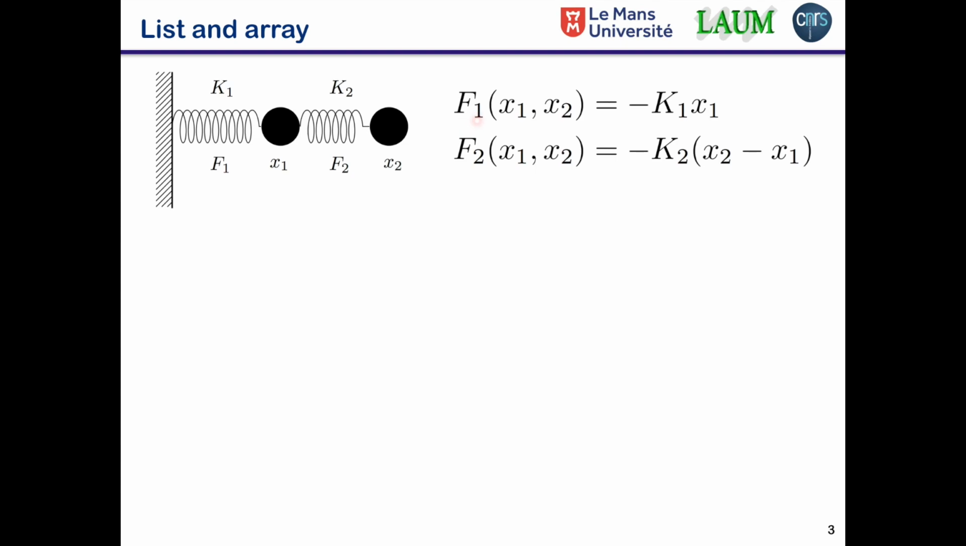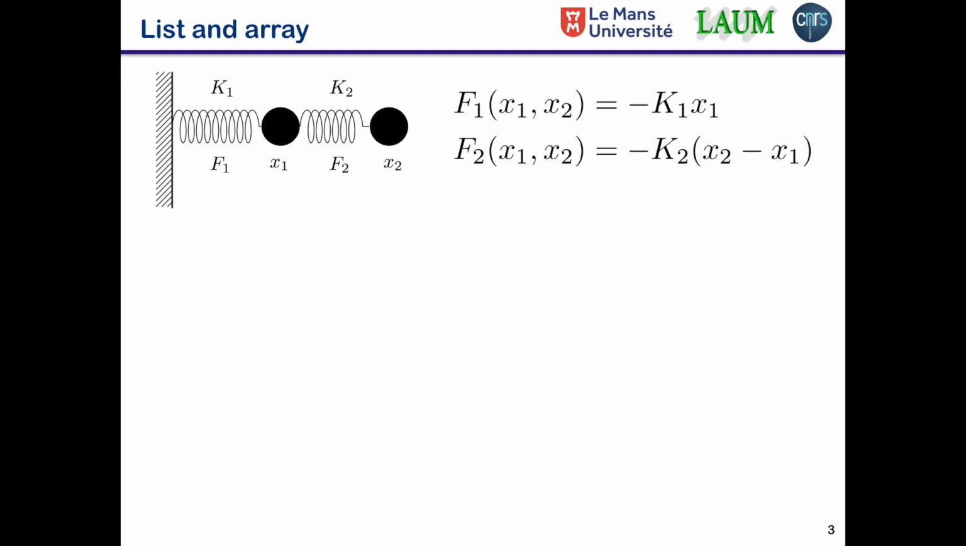It's very common that F1 is equal to minus K1 X1. It means that the restoring force in this spring depends on the stiffness of the spring and just the displacement X1, which is the elongation of the spring. Then we can see that F1 doesn't depend on X2. For F2, we have a similar relation, except that the stiffness is K2 and the elongation is X2 minus X1.